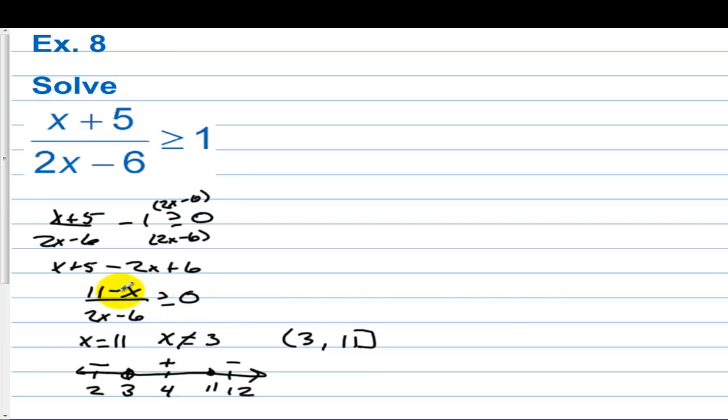When we have the equal, we can include the top. But we can never, like I said, include the value that makes the denominator 0, because that's a vertical asymptote.